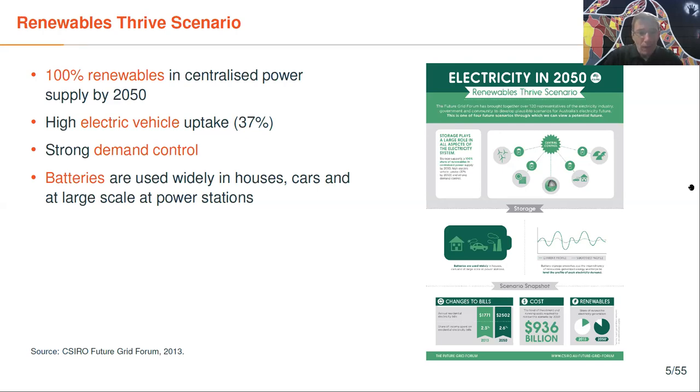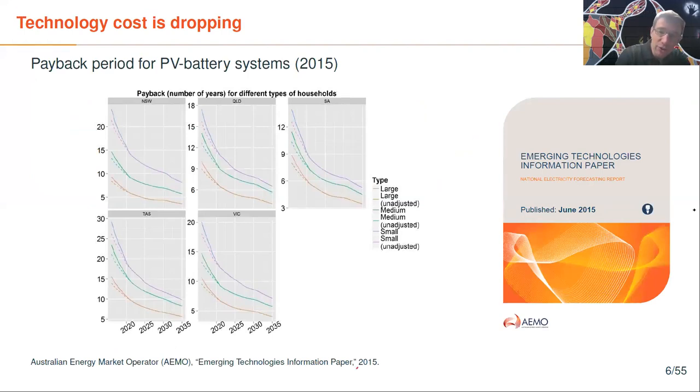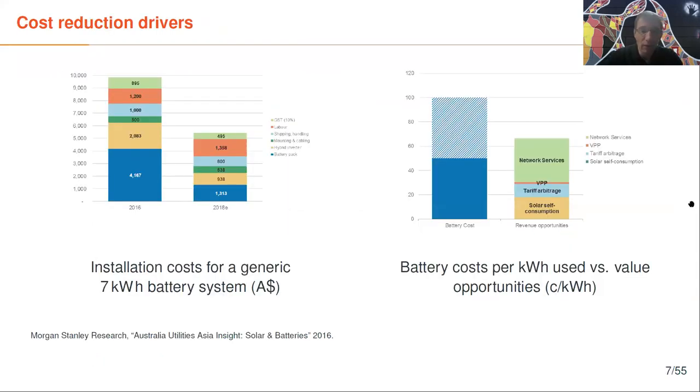Now if we move a little bit further into the future, this is from 2015, where the Australian Energy Market Operator came up with a prediction of the cost decline of PV battery systems. They predicted that in 2020, and this is for New South Wales, one of the states in Australia, where I'm based in Sydney, the payback period of residential PV battery systems will be around 15 years. Today it's probably closer to 10, and this is predicted to fall further, which means that small-scale residential PV battery systems will become, or already are, economically viable without any subsidies, which obviously drives the uptake of these technologies.